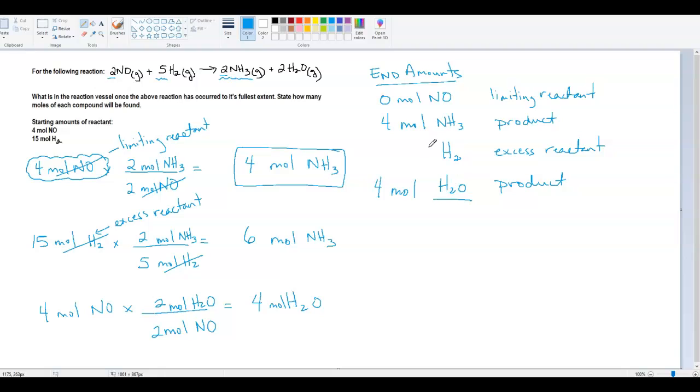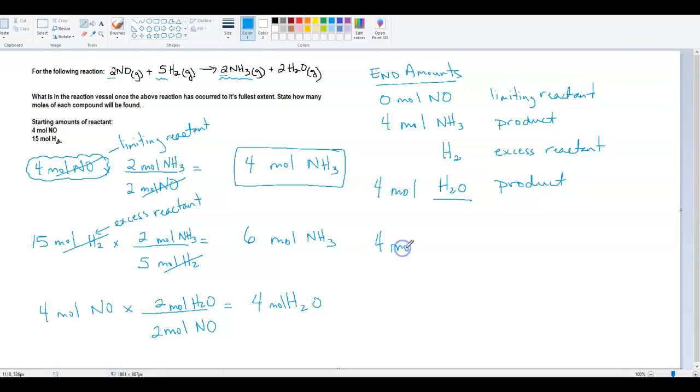So the last piece of the puzzle is really how much H2 do we have remaining in that vessel. So to do that, we have to figure out, if 4 moles of ammonia and 4 moles of H2O are produced, how much H2 was needed in order to create that. To find out how much H2 was used, we can either start with water as our product or ammonia as our product. It really doesn't matter. I'm going to start with ammonia.